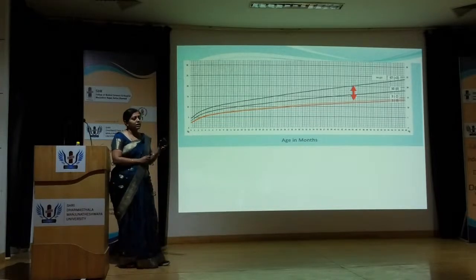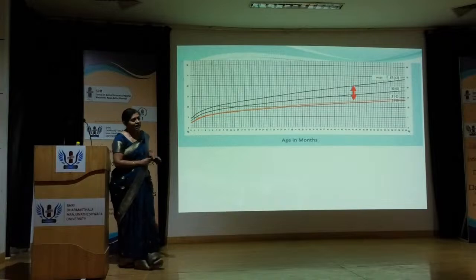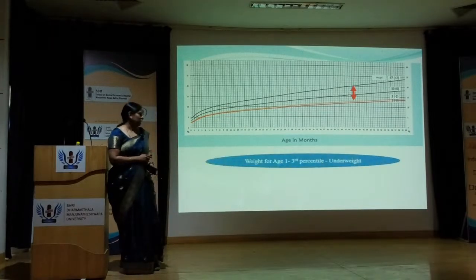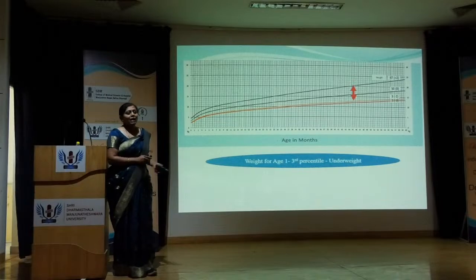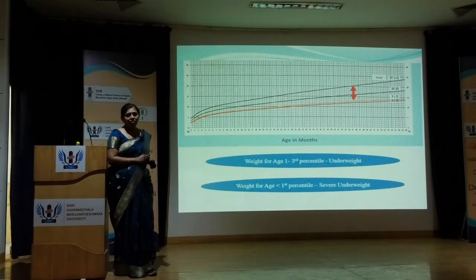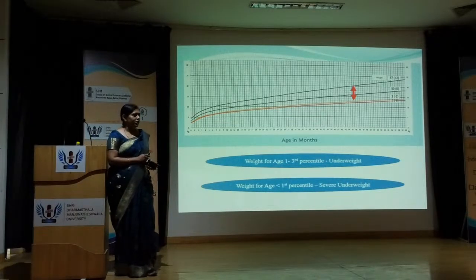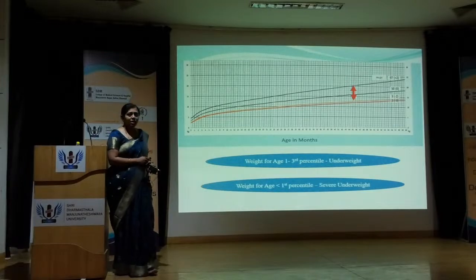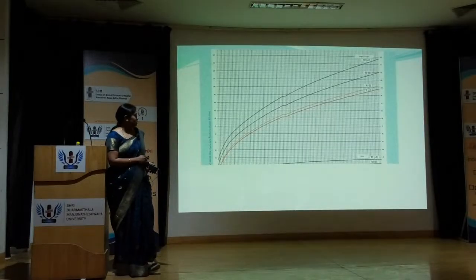If it is between the 3rd and 1st centile, the 1st centile being taken as minus 3 SD, that is underweight. Less than that, it is severely underweight. This is the WHO classification of weight. Any doubt in this chart? Next is the microcephaly part.